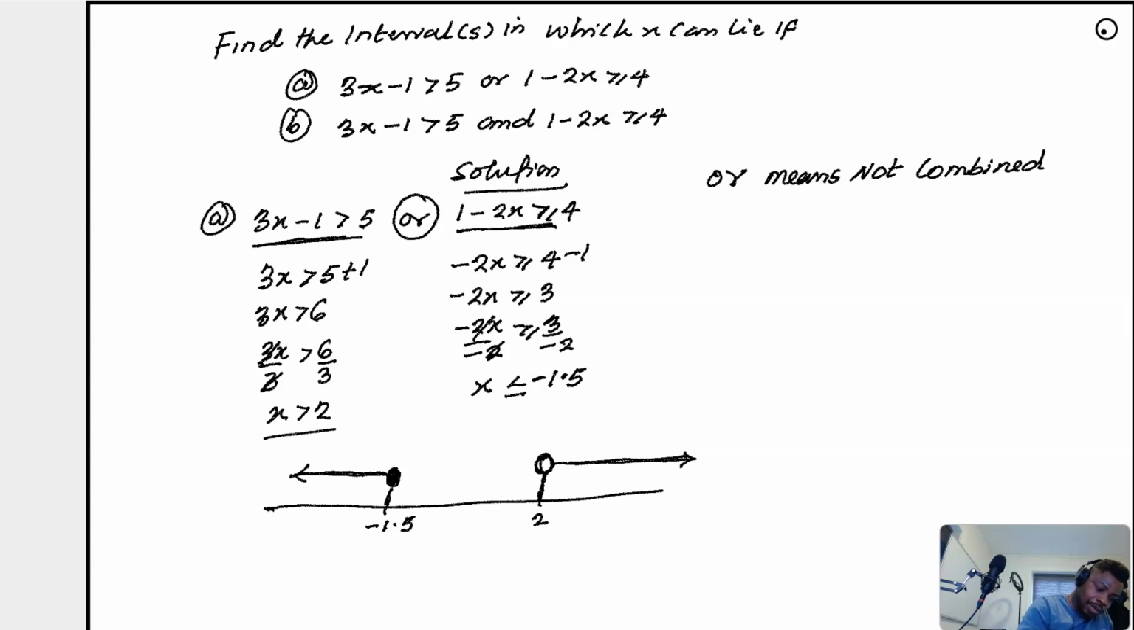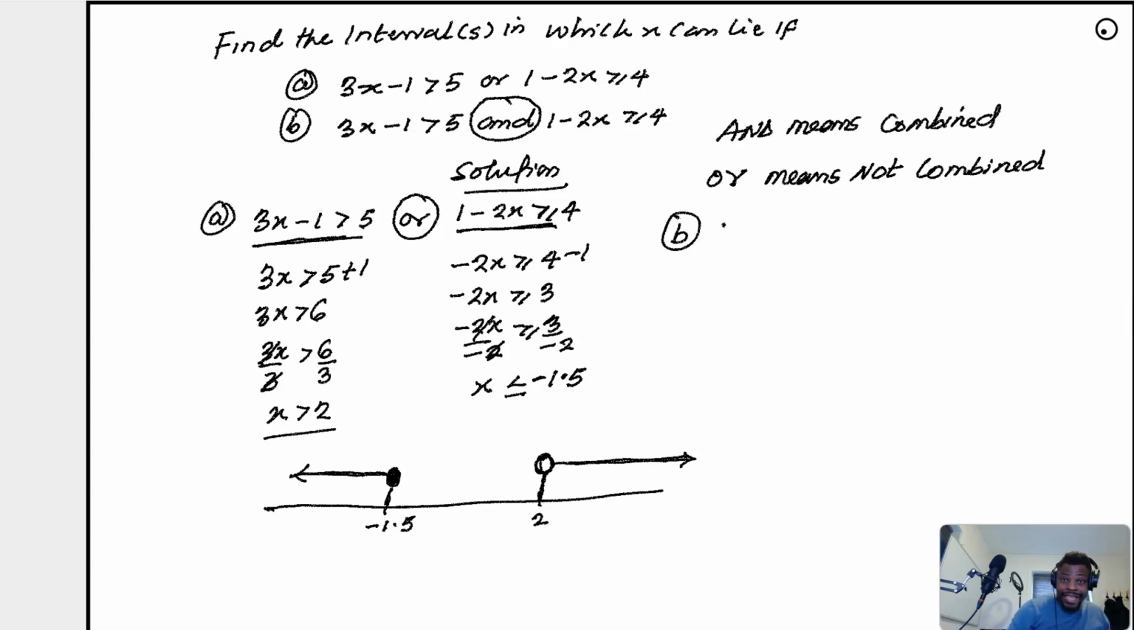So "or" means not combined. For B, pay very, very much attention now. This says "and", and "and" means that it is combined. We want it to be combined. So "and" means combined. It tells you that the value of x that satisfies this inequality has to be combined.